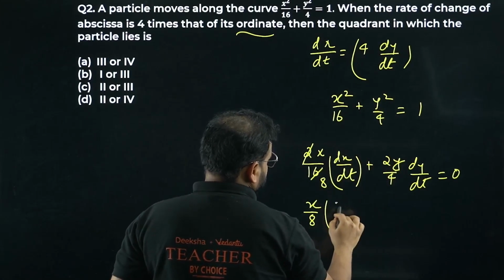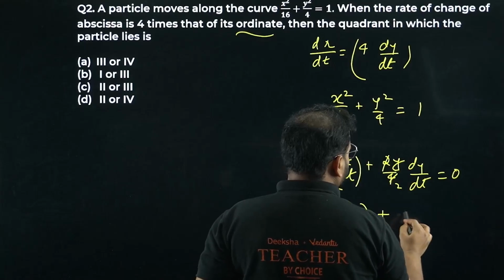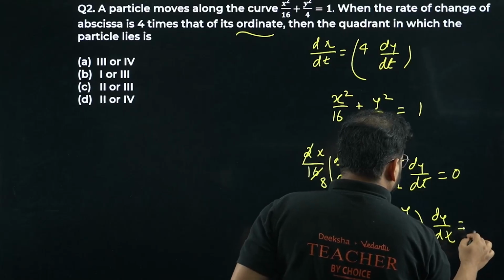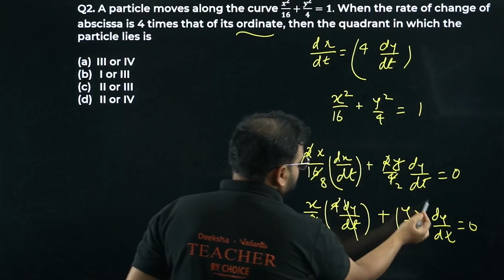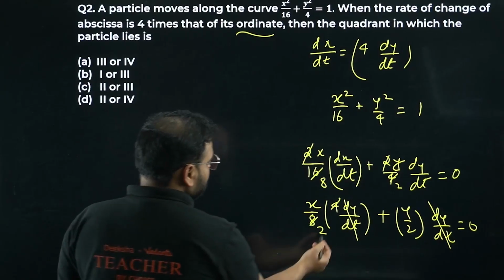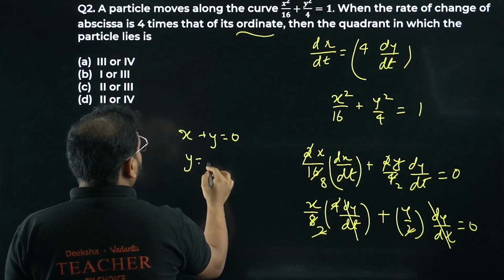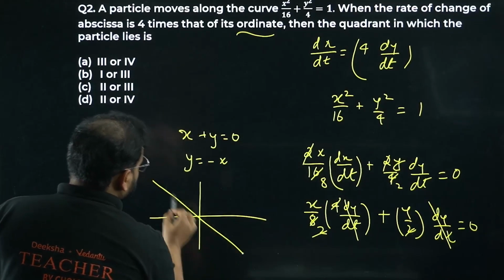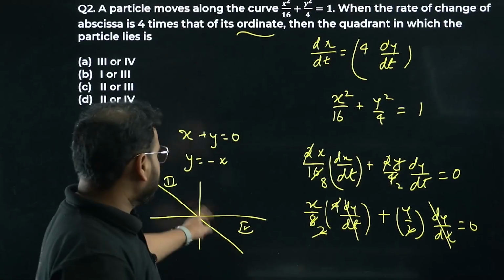So right here, 4 dy by dt plus y by 2 dy by dt equals 0. 4 2s are 8, dy by dt you can take common and put on this side, so it will be cancelled. Again 2 is also cancelled. I have only x plus y equal to 0, basically y equals minus x, which will be in the quadrants like this, second and fourth. So the particle will lie on this line only, in the second and fourth quadrant.